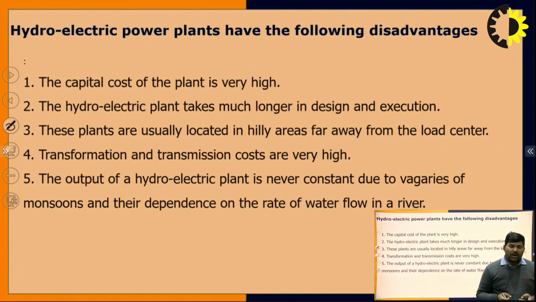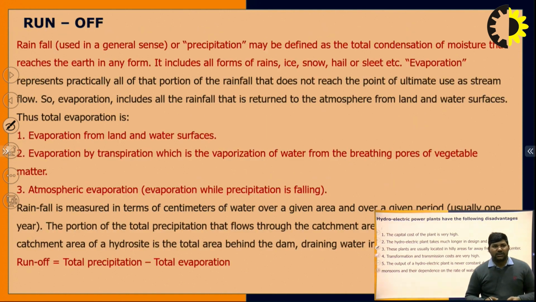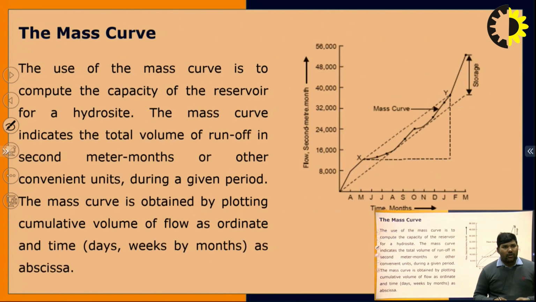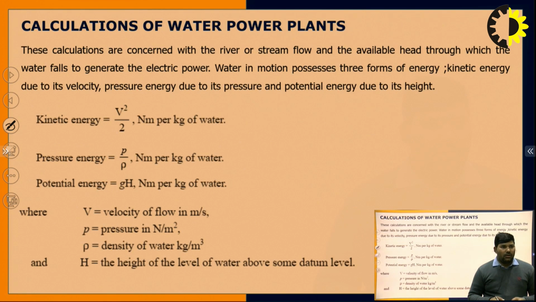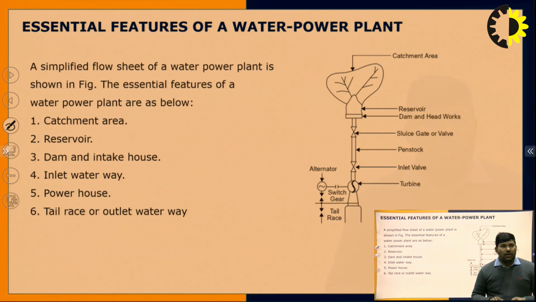The output of a hydroelectric power plant is never constant due to the variations of the monsoon and its dependence on the rate of the water flow. So these are basically some advantages and disadvantages of this power plant.